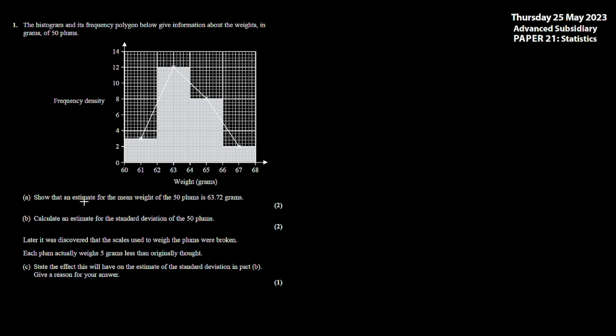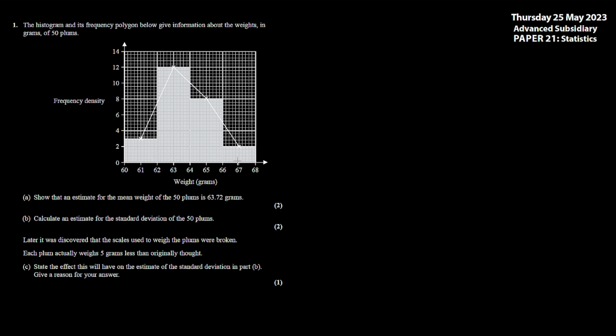Part A, we've been required to show an estimate for the mean weight of the plums. Now, if we had the weight of all the plums, we would add all the weights up, get a total weight of the whole lot, and divide by 50. But we haven't got that, so in group 1, for example, we're going to have to use the mean weight. All the plums that are in this group, we're going to say, are 61 grams. All of the plums in group 2, 63, all of the plums in this group, 65, and all of the plums in this group, 67.